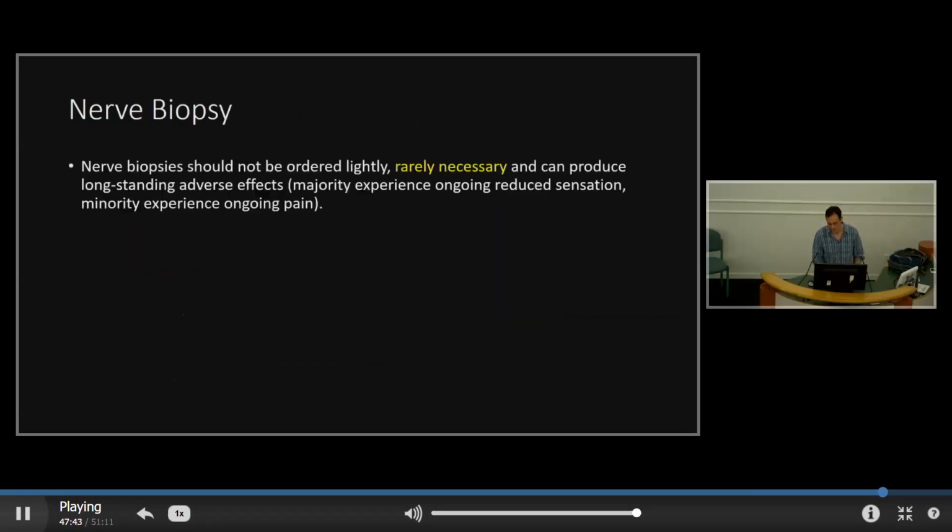Nerve biopsy, I've just got one slide dedicated to this. These should not be ordered lightly. That's where a surgeon takes a sample of nerve and a pathologist looks at it. By looking at the appearance of the nerve, you can do a series of tests and stains and so on to figure out the etiology. They're rarely necessary. You rarely need to go to these lengths. And they can produce long-standing adverse effects. Most people, of course, take a sensory nerve, usually because they don't want to make someone weak. But if you take part of a sensory nerve, numbness is an obvious side effect, right? And some of these people experience ongoing pain even. So that's why you don't order them lightly.